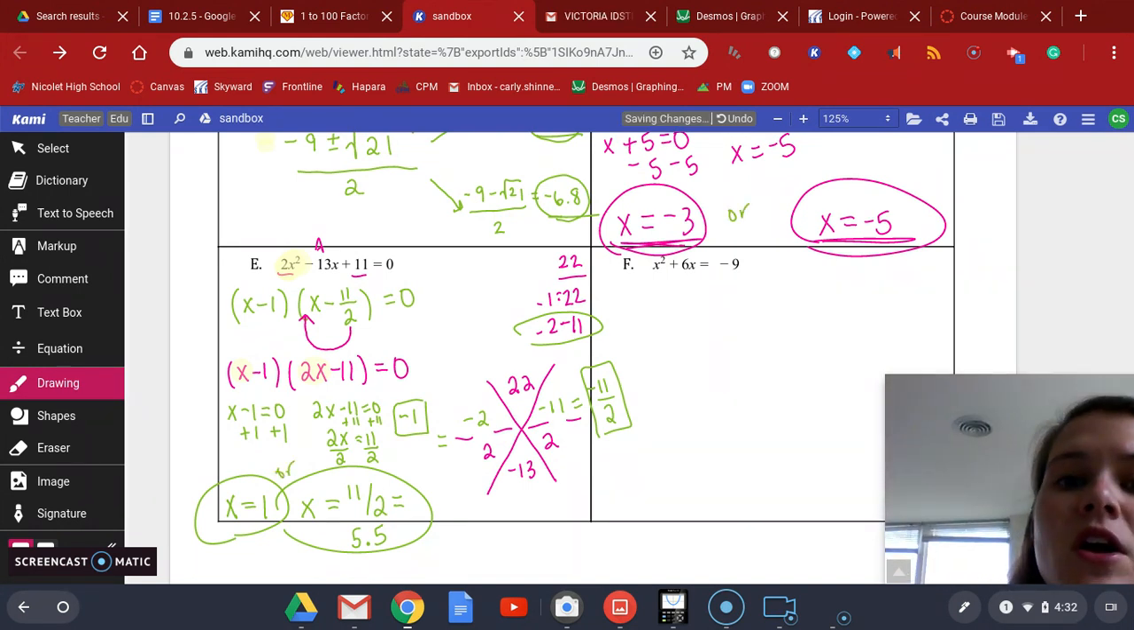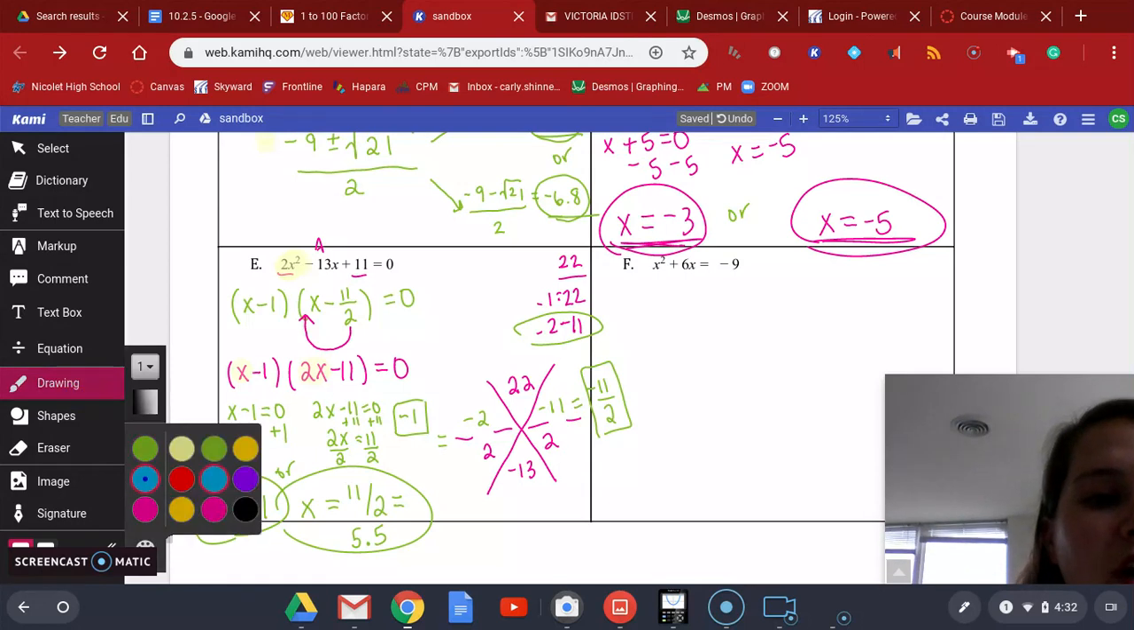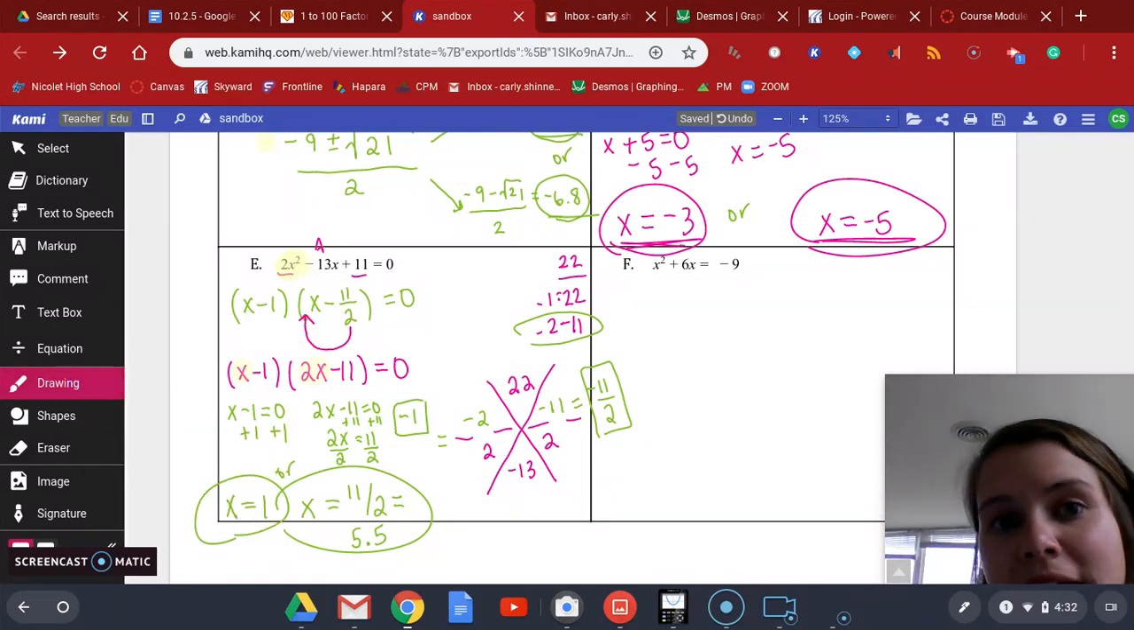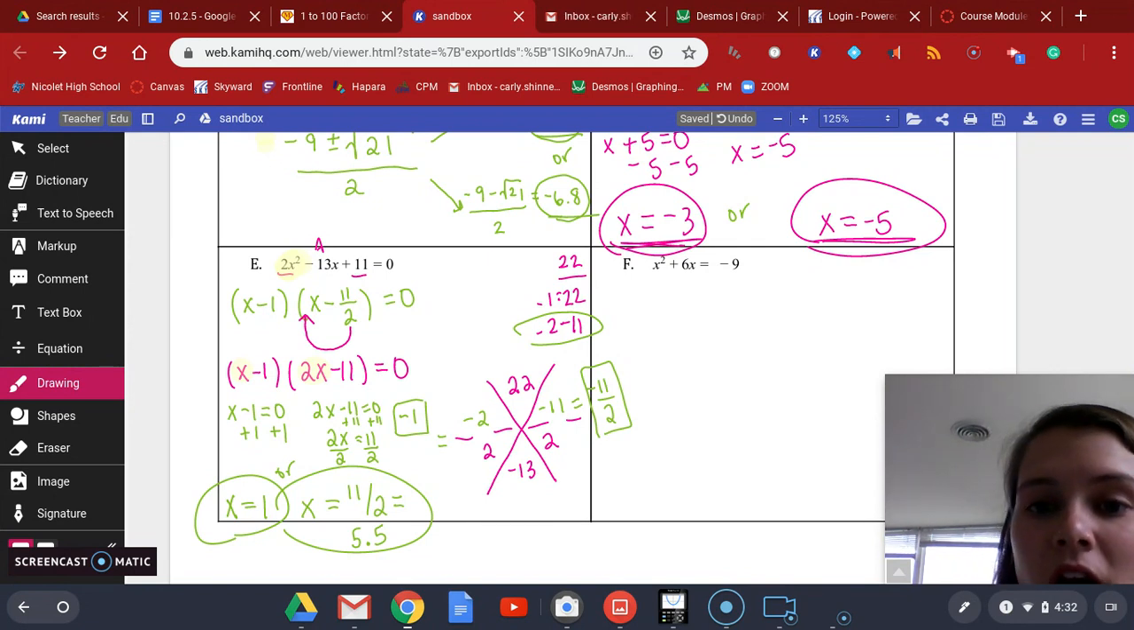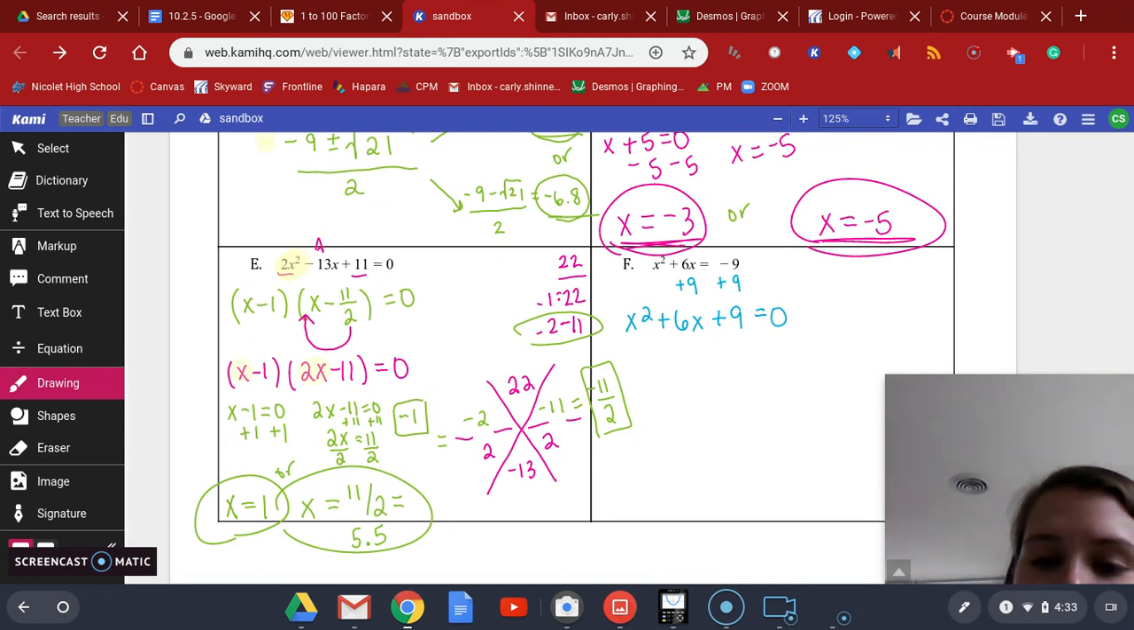All righty. Let's do our last one here. Now you can see we're trying to trick you a little bit because you should know by now that quadratics have to be set equal to what? Number 0, right? My x-intercept occurs when my y is 0. So I need my output to be 0. So I'm going to start by adding 9 to both sides. And then I get this quadratic there.